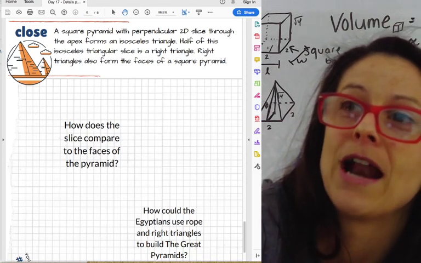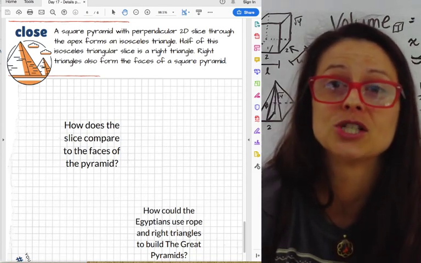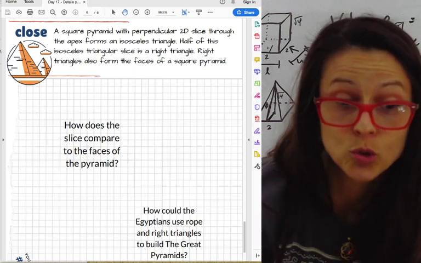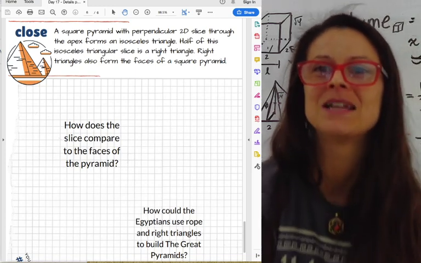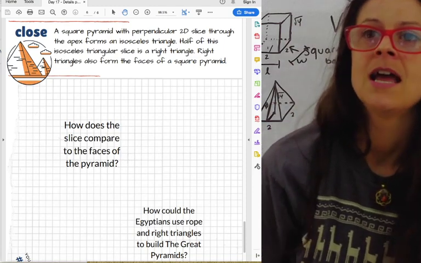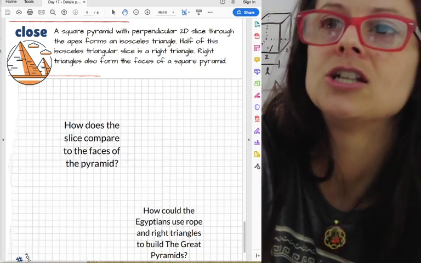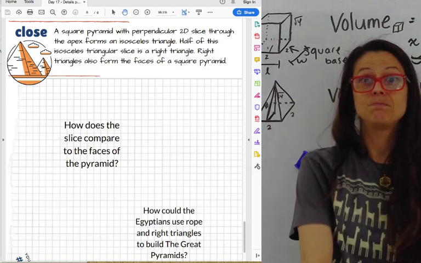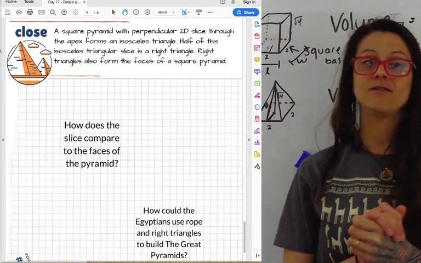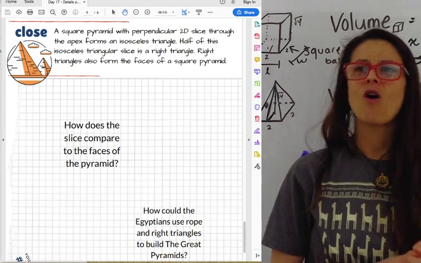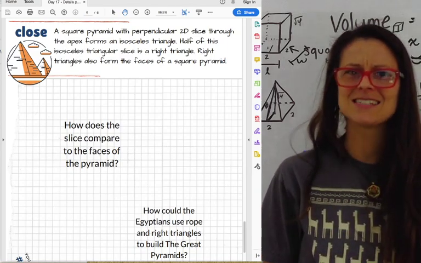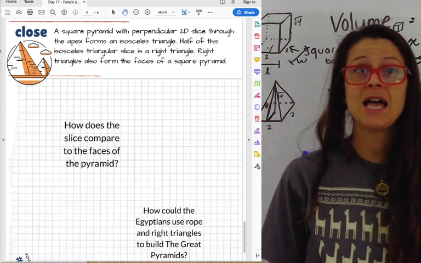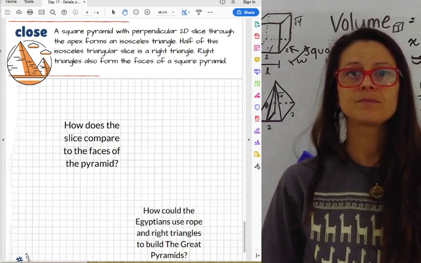But what I really want you to do, which is going to help us think about tools and will maybe be another video supplement, is the bottom right question. How could the Egyptians use rope and right triangles to build the Great Pyramid of Giza? So how could they have done all of this? Think about the tools that Egyptians had back in the day, right?